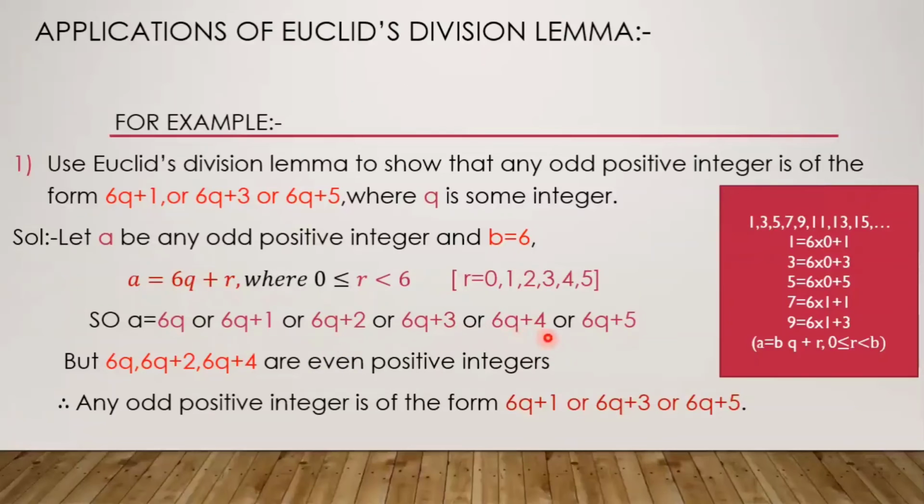So in this, 6q, 6q plus 2, 6q plus 4, in these three the remainders are 0, 2, and 4. So those numbers are divisible by 2. So 6q, 6q plus 2, 6q plus 4 are the even positive integers. So the remaining 3 are the odd positive integers. So any odd positive integer is of the form 6q plus 1 or 6q plus 3 or 6q plus 5. So we proved that any odd positive integer is of this form.